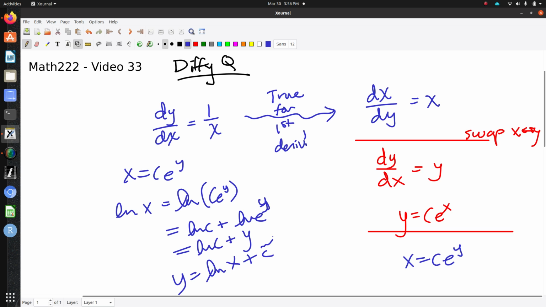And so we didn't lie to you. Like, you really can flip the derivative, but only for the first derivative. Do not try this trick with higher level derivatives. It only works for the first derivative. Special deal only for first derivative.